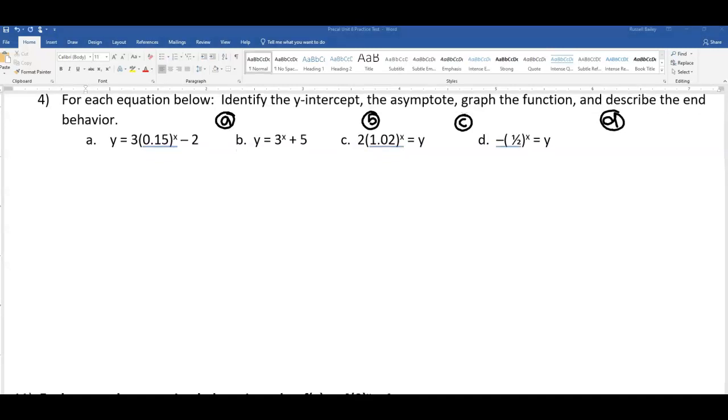All right, so let's begin with A. So the first thing we want to do is identify our Y-intercept. I'll call it Roman numeral I instead of A, since we already have an A there. The Y-intercept can be found by taking the number in the front, the starting amount, and the vertical shift, and putting those together. That's my Y-intercept. Change these real quick so they match.